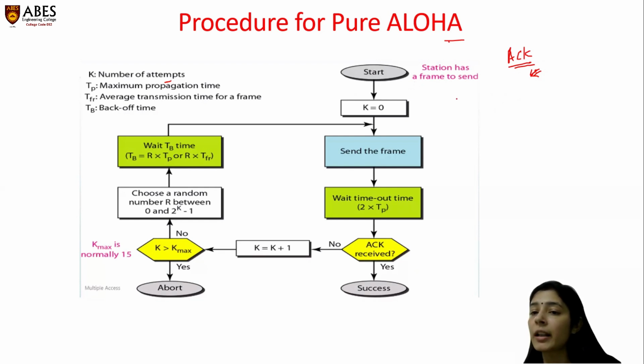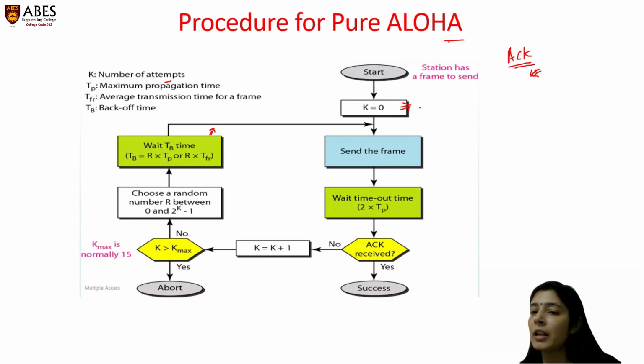But the point here is if all these stations resend the frame again after a timer timeout occurs, collisions will occur again. So to reduce the number of collisions, we need to include some randomness between the transmission of these resending frames. For that purpose we have included the back off time. We will discuss the back off time here, and we will keep track of the number of attempts as well. It will not happen that the station will keep resending the frames again and again.